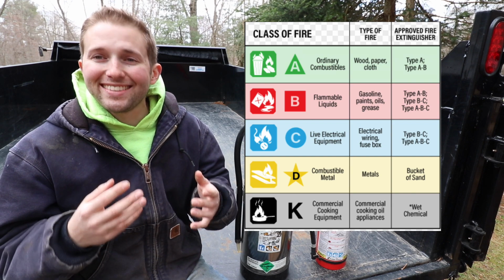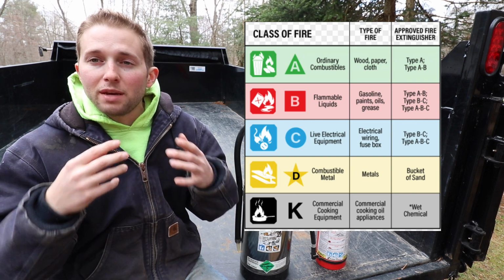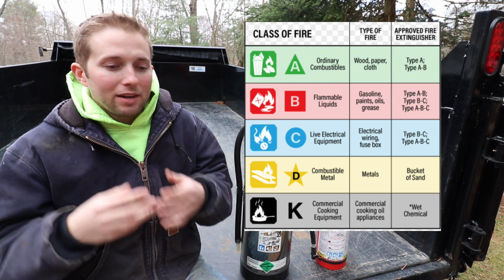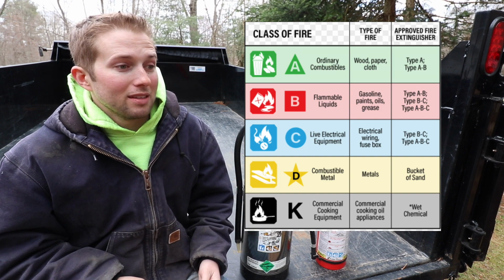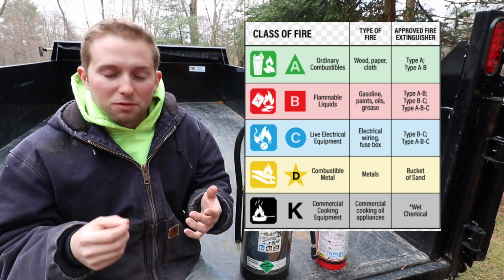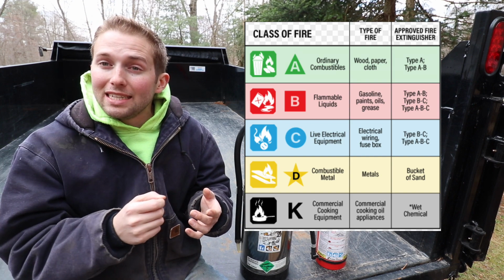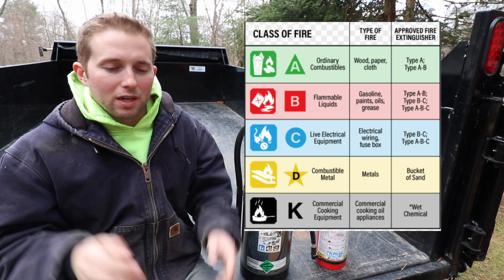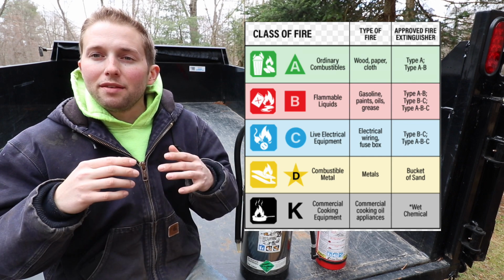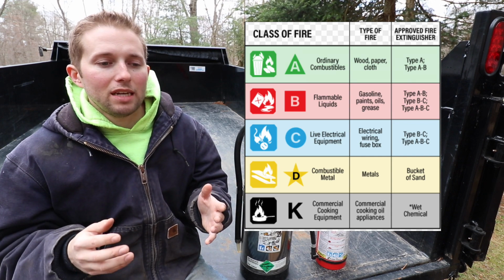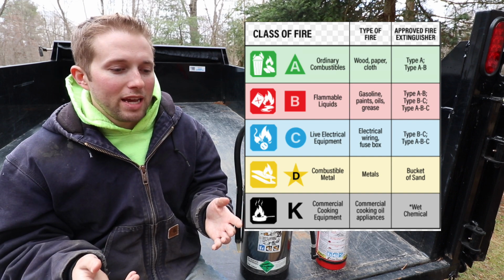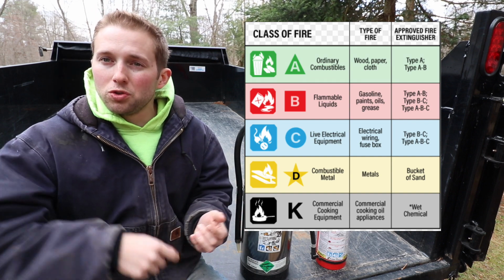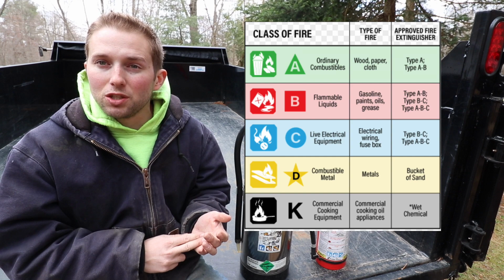Then we move on to Class D. Class D are flammable metal fires. So like, I don't know if you remember back in high school, science class, the professor may have ignited a piece of magnesium and it burned really bright and really hot. That's a Class D fire, so a metal fire. And then finally, we have a Class K fire, which Class K fire is a kitchen fire. So in that case, we're talking about vegetable oils, animal fats, things of that nature.